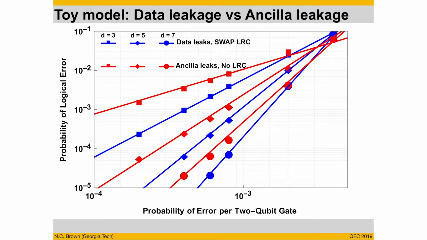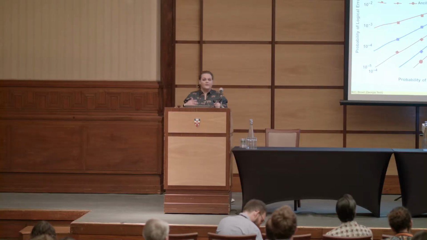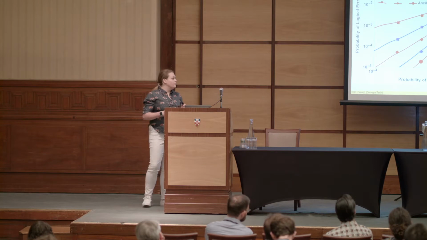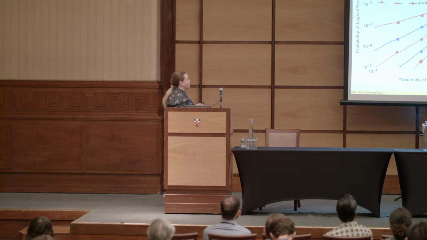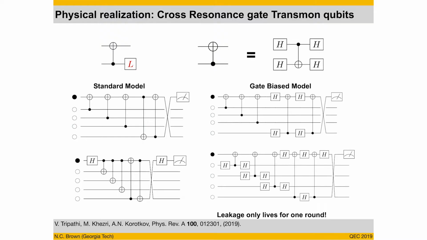And so we can do this for higher level distances. And now if, again, we look at this distance 5 Ancilla leakage line, we see that the slope is parallel to this distance 3 data leakage line. And again, for distance 7, we see the distance 7 Ancilla leakage line is running parallel with our distance 5 data leakage line. So this is interesting, but again, this was just a toy model. So how can we see this in practice?